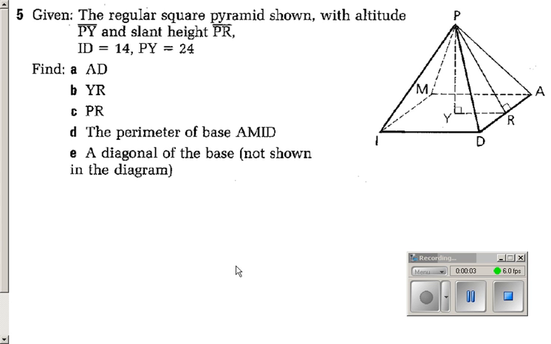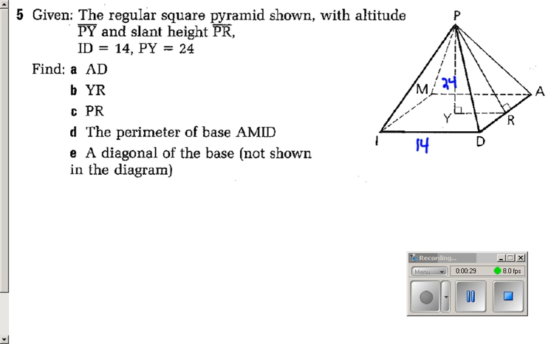All right, since there wasn't a whole lot of time to go over problems from 9.8, I decided to show you 3 of them. This was one that we did at the end of the period today. What this one says is you've got a regular square pyramid, which means the base of this pyramid is a square, with the altitude PY and the slant height PR. AD, it tells us, is 14, so I'm going to label this in the picture. And it also tells us PY is 24.